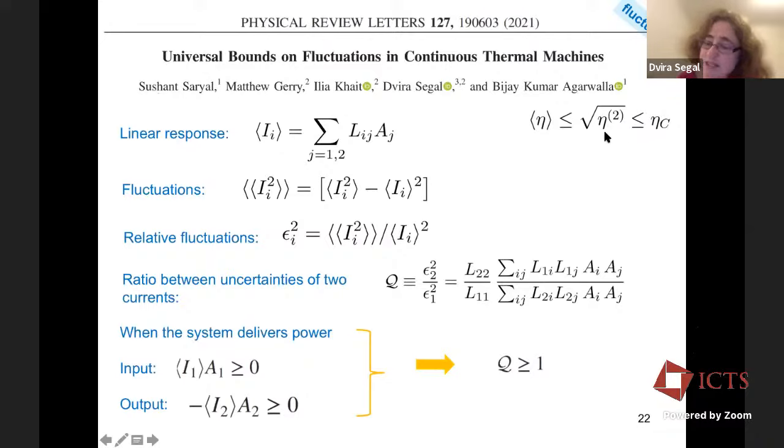And what is interesting, intriguing about this relationship, as you can see, is that it's a tighter bound for efficiency. So rather than just limiting it by Carnot efficiency, there is a tighter bound. Now, we were motivated here. I should give, of course, credit.